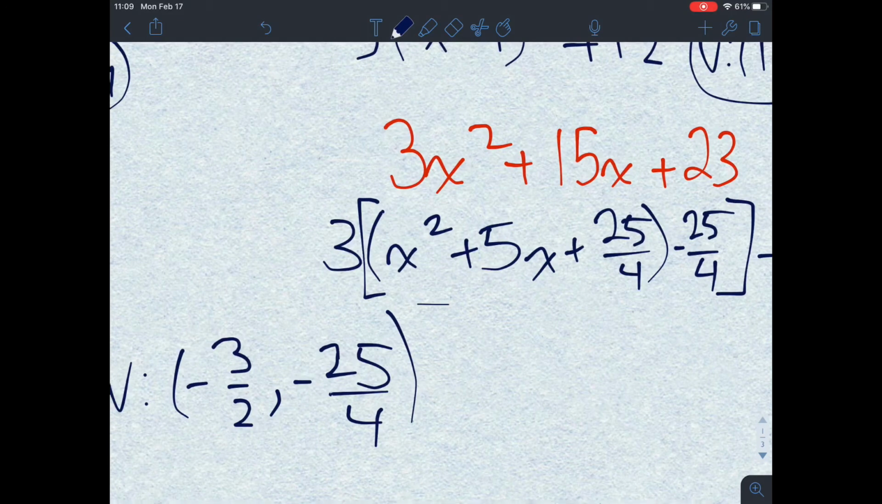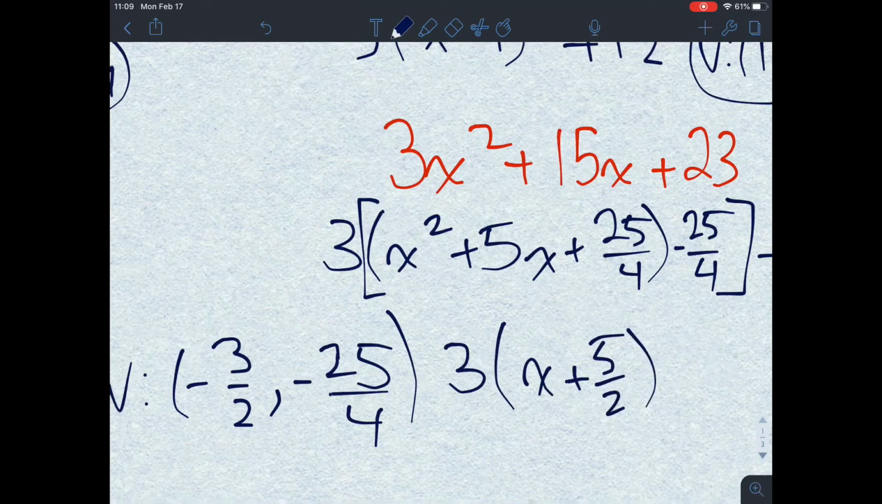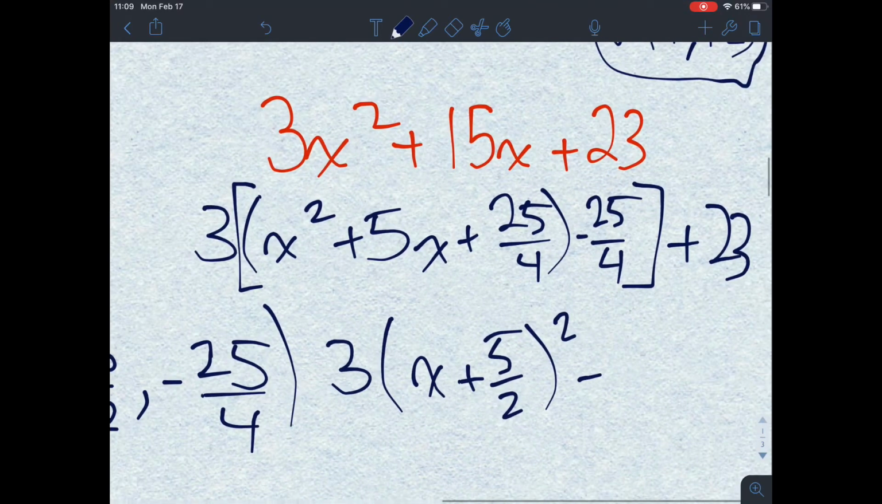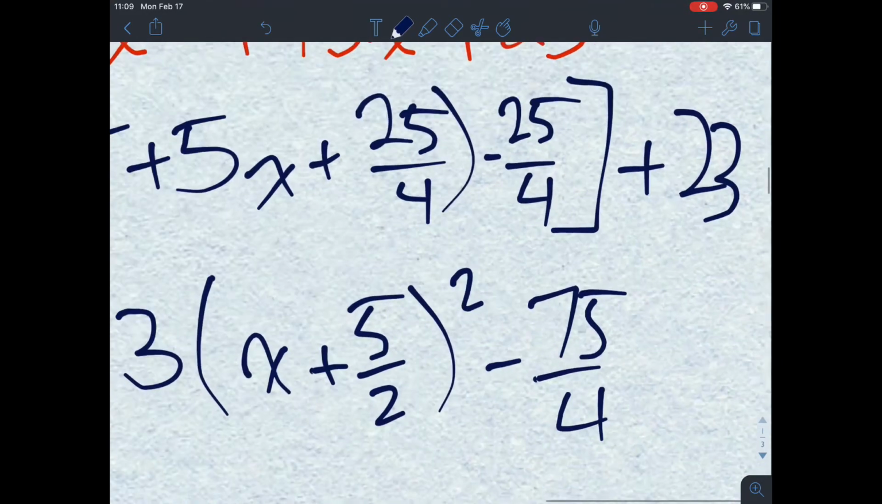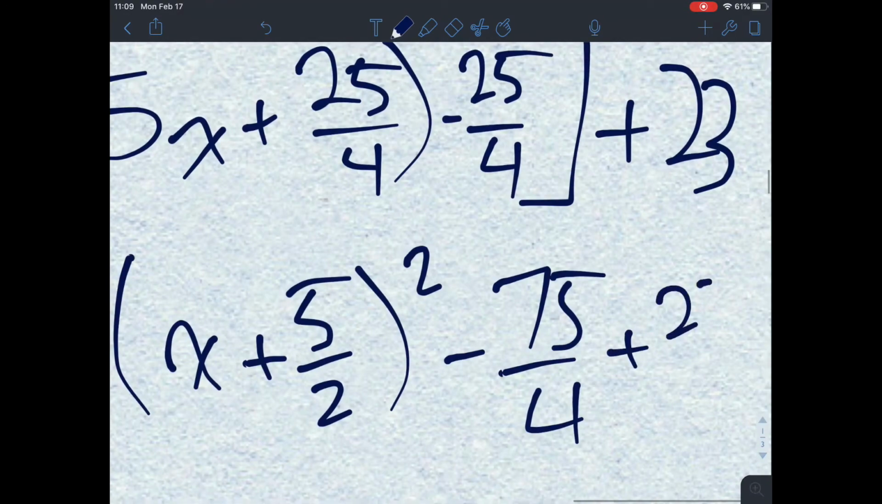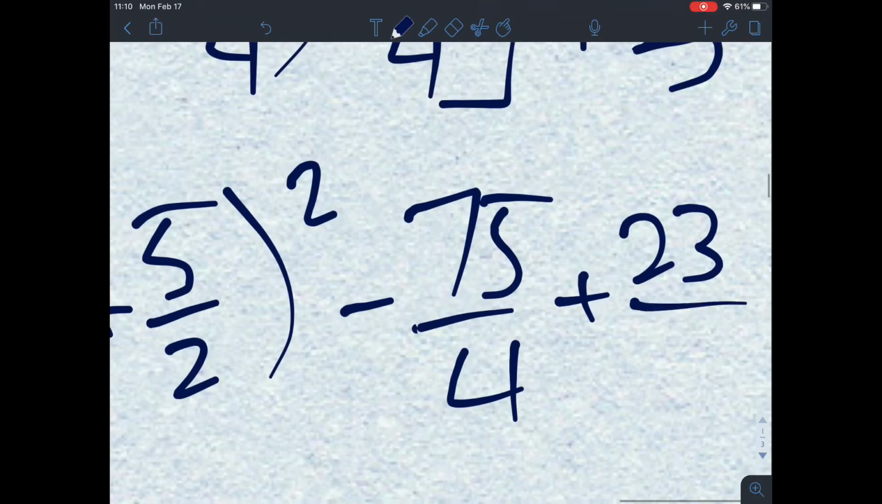So let's factor this out. So first we'll also multiply it out at the same time. So 3 times x plus 5 over 2 squared. And then it would be minus 75 over 4, because 3 times negative 25 over 4 is negative 75 over 4, because 25 times 3 is 75. And then plus 23. But then we need to change this to be over 4. So we have to multiply 23 by 4, which would be 92.